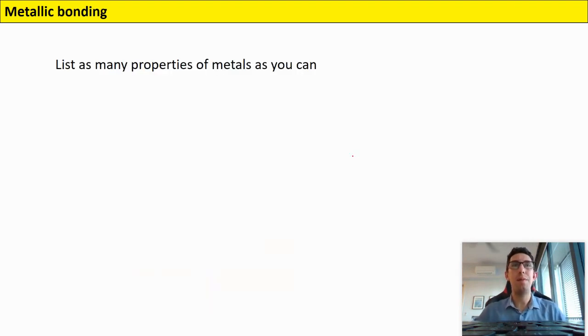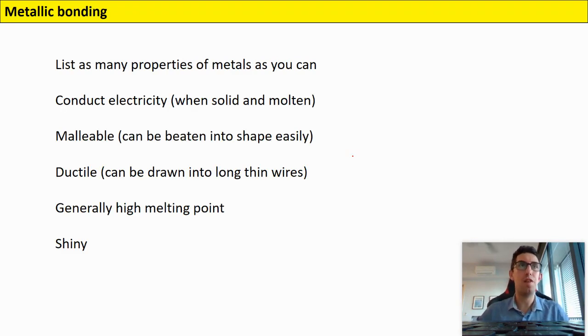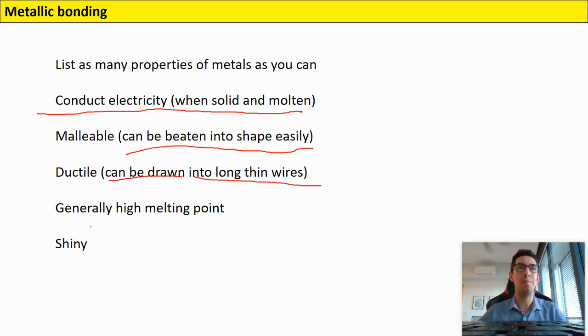Okay, on a piece of paper, can you list as many properties of metals as you can? Think back to key stage 3, what do you know about metals? Pause the video, go. Okay, so you should have hopefully come up with: they conduct electricity. They're malleable, that means they can be beaten into shape easily. You need to learn all these words. Ductile, similar to malleable, means they can be drawn into wires. So it's a similar reason for why they are able to do that.